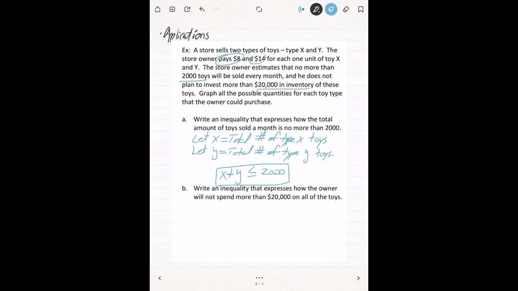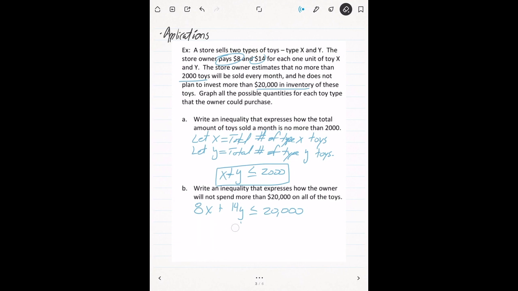So how can we say that for X and Y, we don't want to spend more than $20,000? Well, part of that comes into remembering how much it costs for each type. So for all of the X toys, we had to spend $8 for each. And for all the type Y toys, we had to spend $14 for each. So this right here would give us the total amount of money spent. This needs to be less than or equal to $20,000. We don't want to spend any more than $20,000.